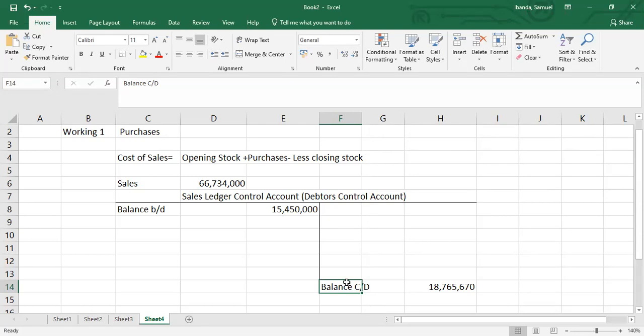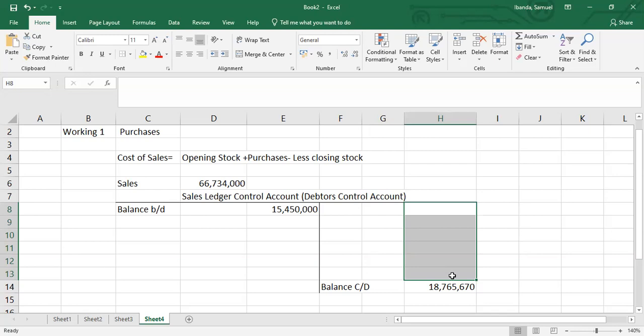Okay, so once we have input our balance brought down and balance carried down, ours is to go back and see what, because here we're trying to look at debtors. So we are going to look at transactions that increase our debtors and transactions that decrease our debtors. The transactions that increase our debtors should be posted on the debit side, and transactions that reduce our debtors should be posted on the credit side. Now your question should be, what are some of those things that increase your debtors? One of them could be, of course, a credit sale. When you sell on credit, it means that your debtors will increase.